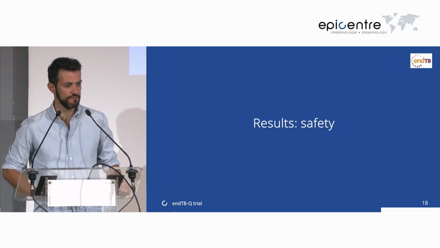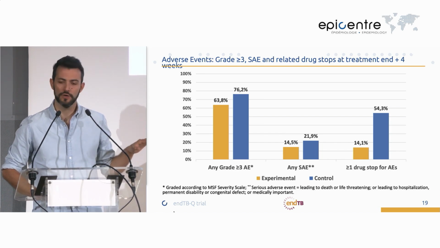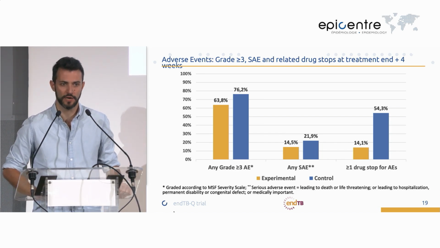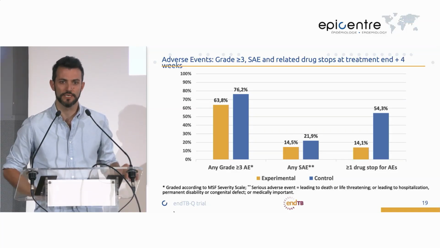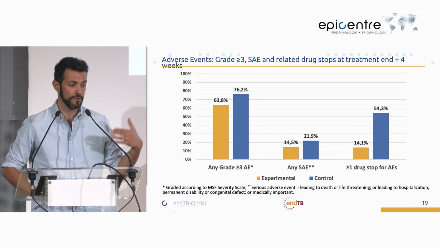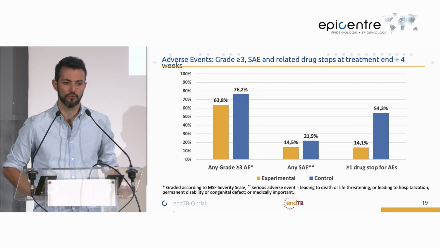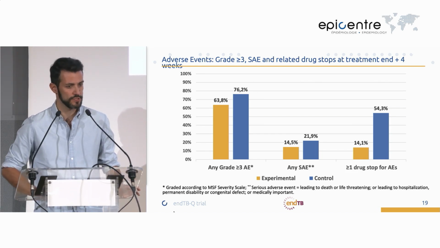Now, a few words about safety, really quick. So if you look at the primary safety endpoints, we had the overall rate of any grade 3 or higher adverse event, any serious adverse event, and any drug which was permanently stopped due to adverse events. And in all these comparisons, you can see that we have a higher proportion of adverse events in the control rather than in the experimental regimen, which is expected because of the different duration, of course.